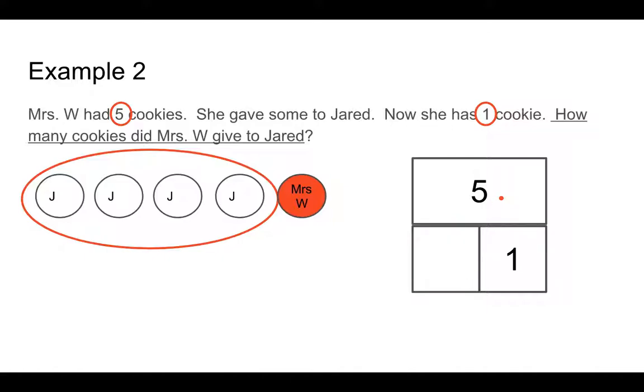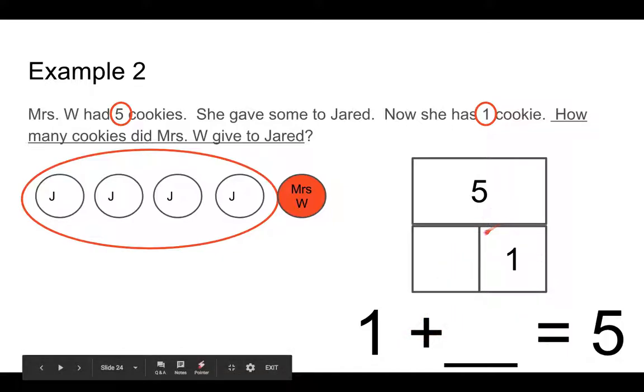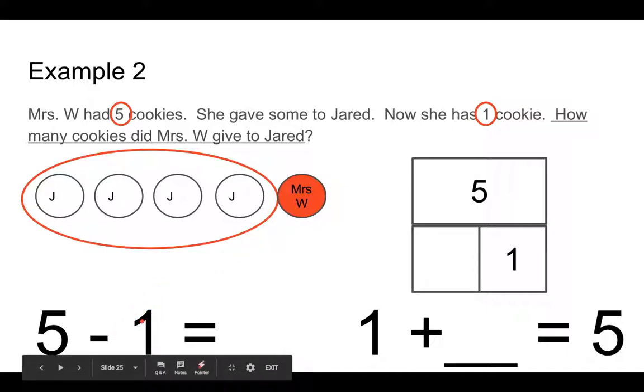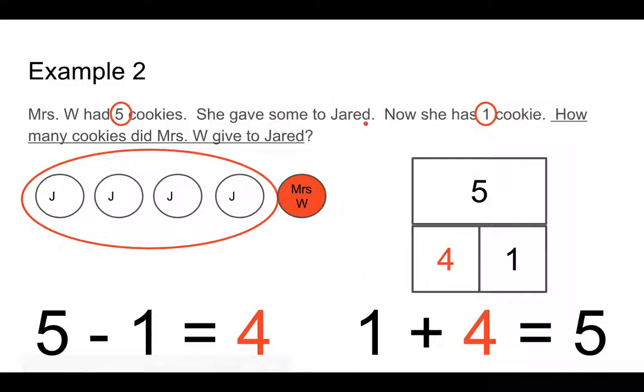You can use equations to help yourself. One equation you could use, looking at the part whole box, would be 1 plus blank, that part that we don't know, equals 5. So how many more do I have to put with 1 to get to 5 at the top? Or we can look at it kind of like we did with our picture. We had 5. We know that 1 was Mrs. Willoughby's, so we can take that out, and we know that we had 4 left. So any way that you do it, you can see that we have 4 cookies that we gave to Jared.